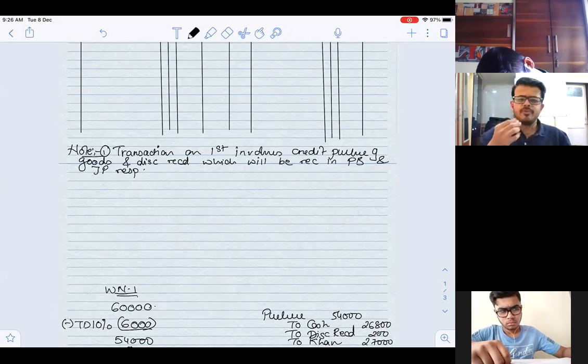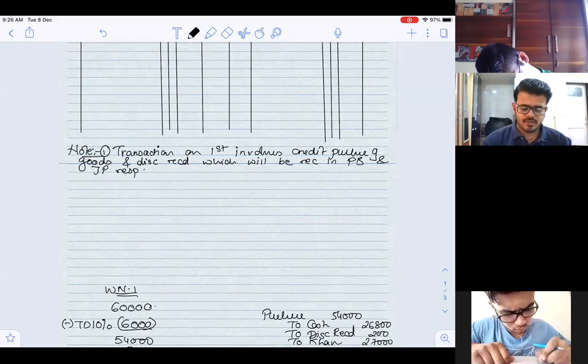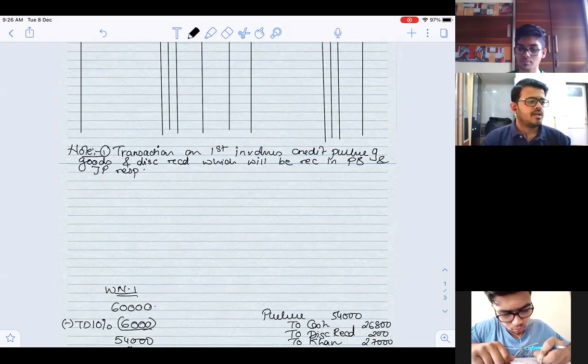So we bought the goods partly on cash, partly on credit from Khan. Half cash we have paid, half is yet to be paid. Who is Khan as of now for us? Can you all tell me? Creditor. Creditor for how much? 27,000. Keep that in mind. See the next transaction.